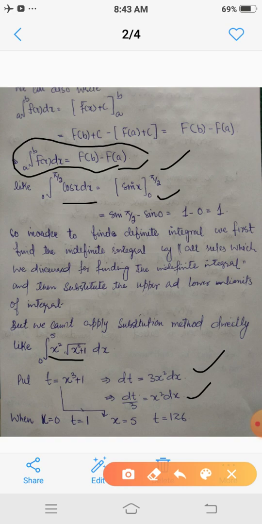Now the limits of this integration are 0 and 5. This means that because we are replacing x in terms of t, we have to replace the limits also. So when x is 0, substituting in place of x, we get t equals 1. When x is 5, t is 126. So here the limits of this integration are 0 and 5, and the variable is x, but we change the variable. That is why we have to change the limits also.